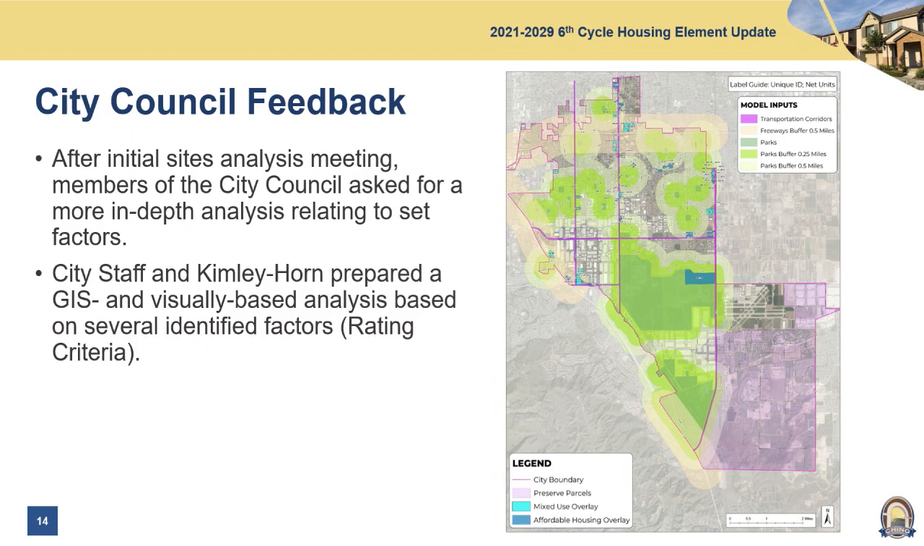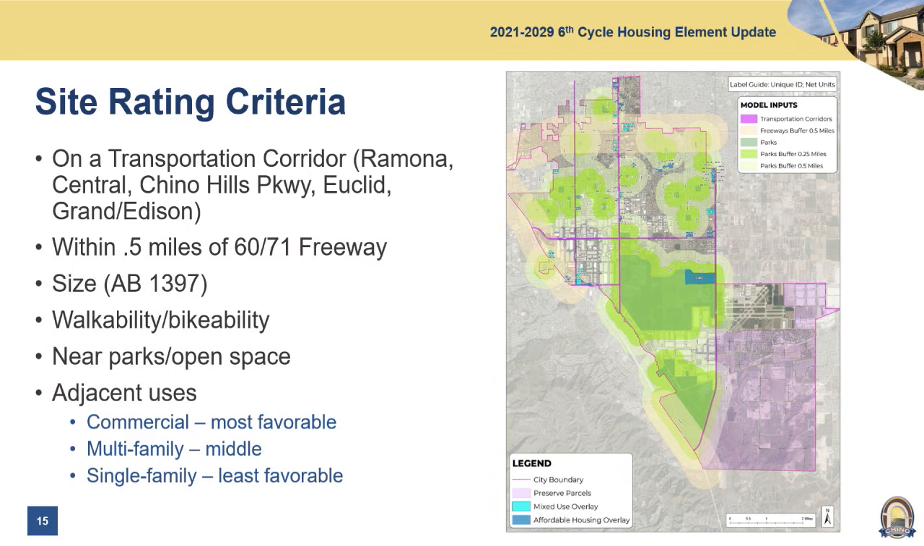So as I mentioned, we went through this housing element process. We came to City Council and said, here's a very initial draft list of sites. And City Council said, we would like to see some different analysis done to evaluate these sites. And so we said, sure. Well, what would you like to see happen as part of this? And they identified a rating criteria. That rating criteria was on a transportation corridor, primarily Ramona, Central, Chino Hills Parkway, Euclid, and then Grand and Edison, within half a mile of either the 60 or 71 freeway. This was for ease of access in and out of the city.